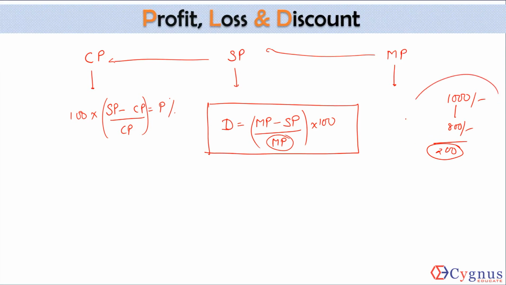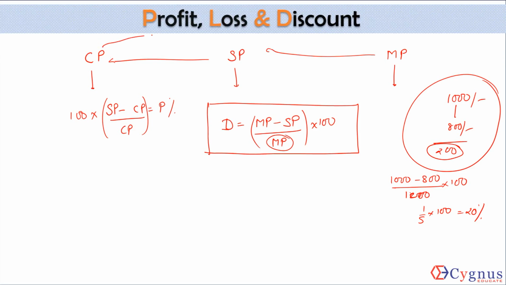So what's the discount percent in this particular example? Mark price is 1000. I paid 800 only, so the discount is 200, divided by 1000 into 100. This gives you 1 by 5, which is equal to 20%. So I can say that I got a discount of 20% on an article whose mark price was 1000 rupees.